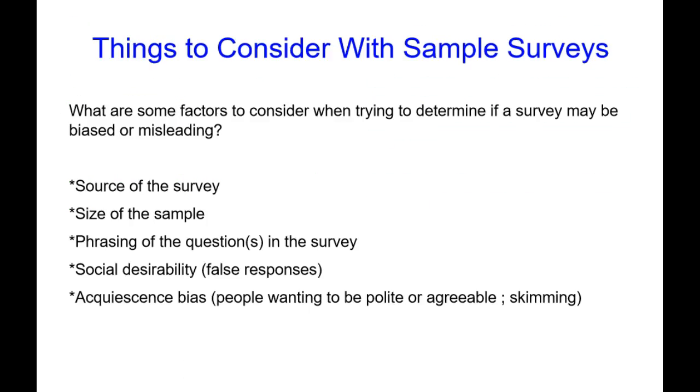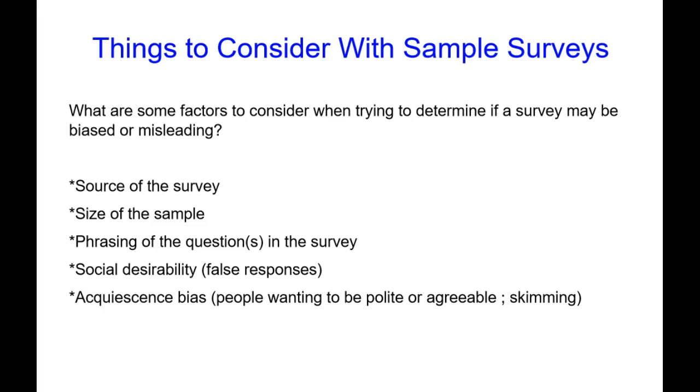To end this lesson, we're going to discuss some things to consider with sample surveys relating to biases of surveys. So what are some factors to consider when trying to determine if a survey may be biased or misleading? The first thing you should look at is the source of the survey. You're trying to determine, do they have some agenda that they're trying to accomplish? Lots of times you'll see this with politics, when you're looking at the right versus the left. What agenda is that source trying to push?